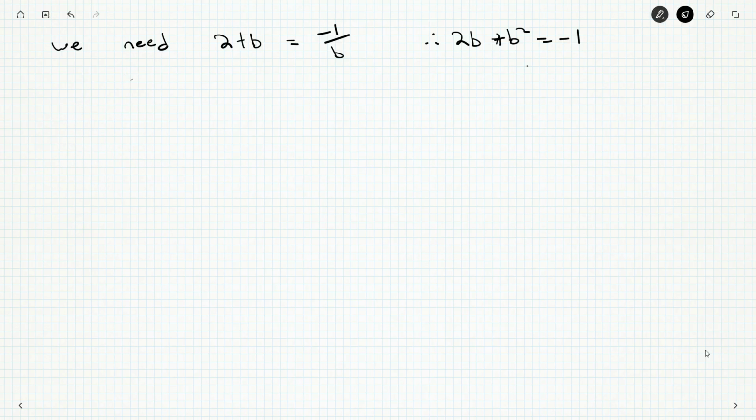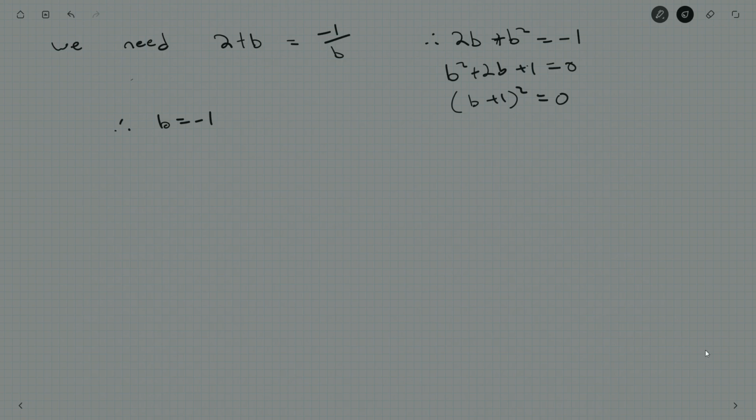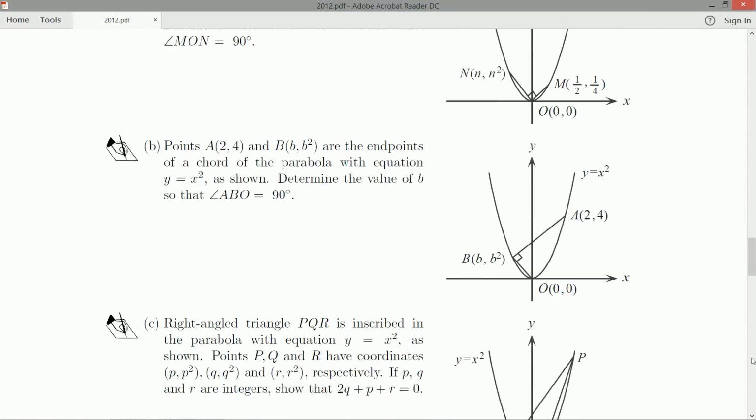So it's 2b plus b squared, and then we'll get b squared plus 2b plus 1 equals 0, and then this is b plus 1 all squared. You can recognize that, or you can do some factoring, whatever you want to. So that tells me b is negative 1. Now, did we just want b, or did we want the coordinate? Determine the value of b. Yeah, negative 1 and 1 will do.